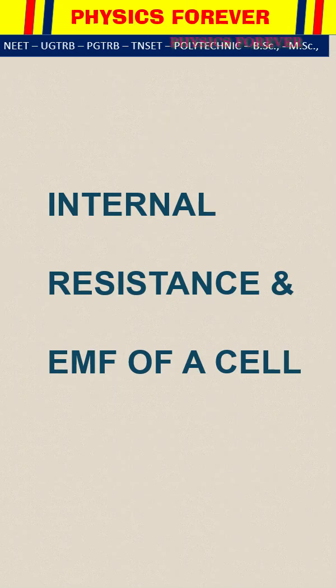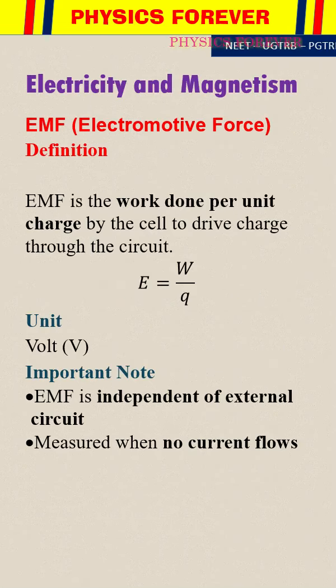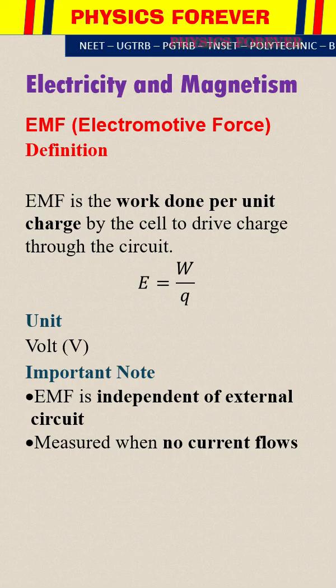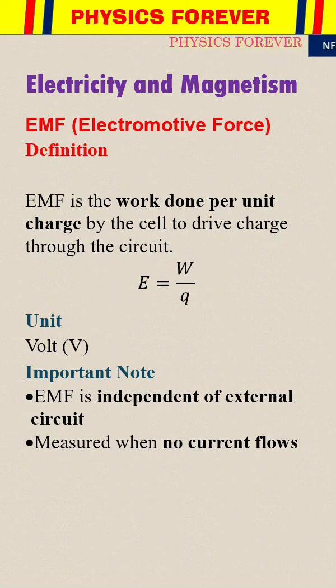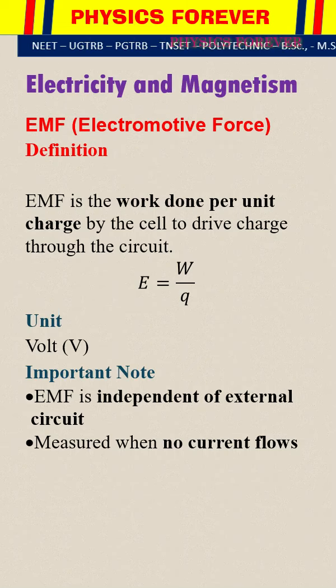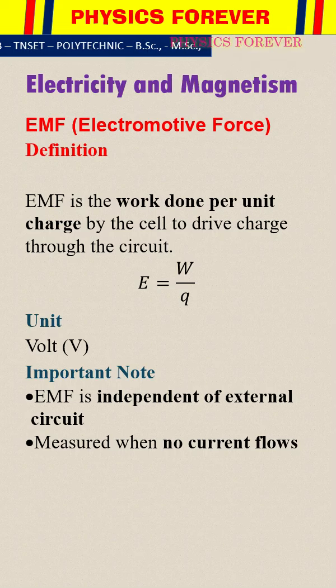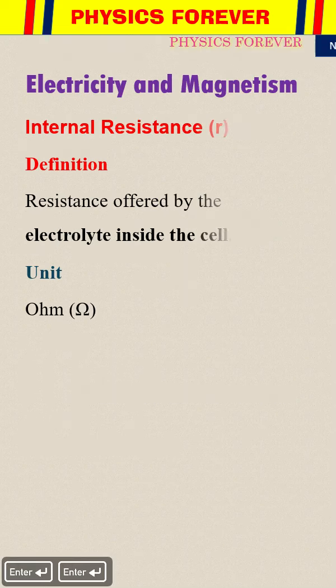Okay, so next one is internal resistance and EMF of a cell. So then EMF, electromotive force, how to define: E is equal to W by Q. That is work done per unit charge. That is important. Then unit is volt. Then important point you have to note that electromotive force is independent of external circuit. It is only measured when no current flows. Okay, these are all the most important points.